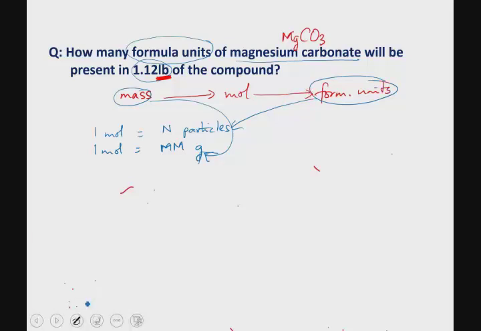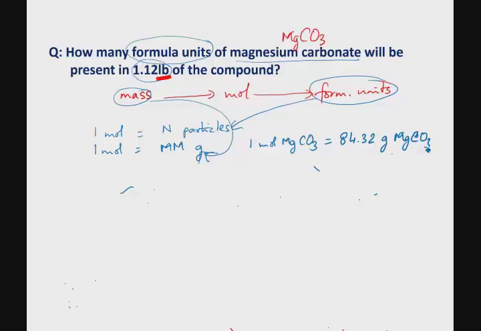Okay, so with this in mind, the first step of course is to calculate the molar mass of magnesium carbonate. So 1 mole of magnesium carbonate has a mass of 84.32 grams of magnesium carbonate. Okay, now we are ready to set it up.